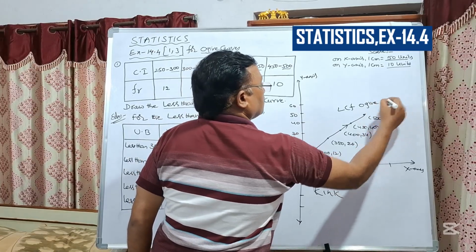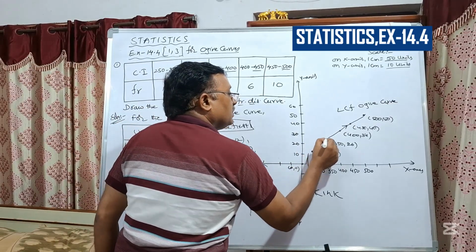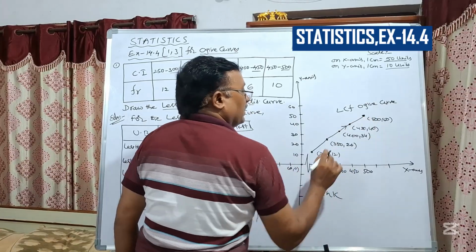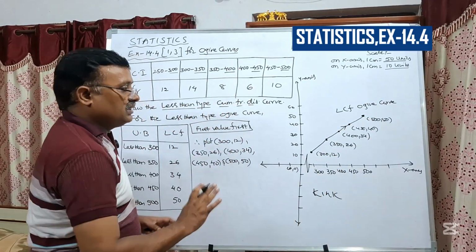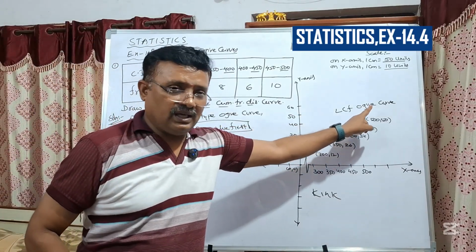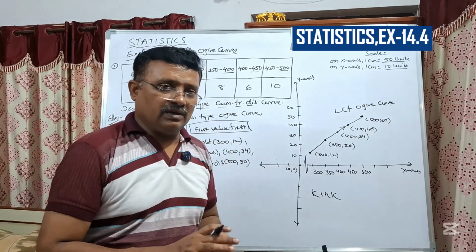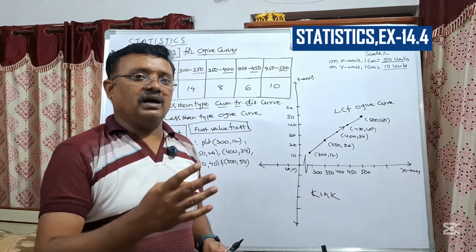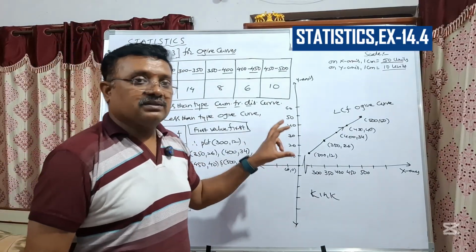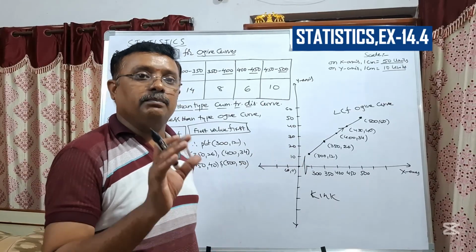Understood? Curve. This one. Okay. Now, after joining them, once again, highlight the points for clarity. Understood? This is the required less than cumulative frequency distribution ogive curve. That's it. For this, they will give you either 4 marks or 6 marks according to the question. Got it? Right. But sometimes in the examination, from the graph, they will ask you to find the median.